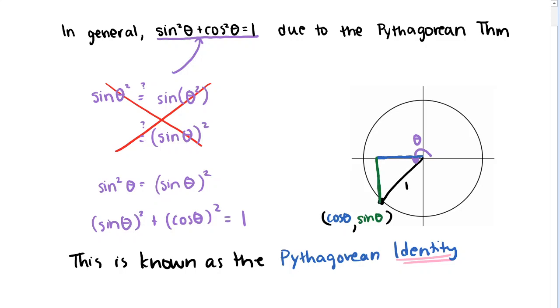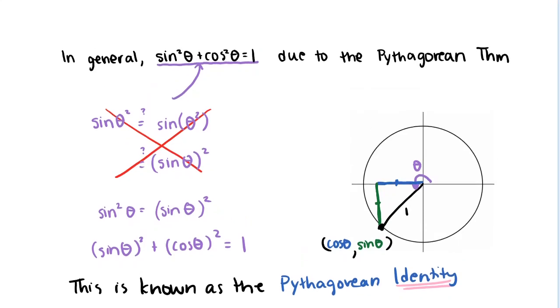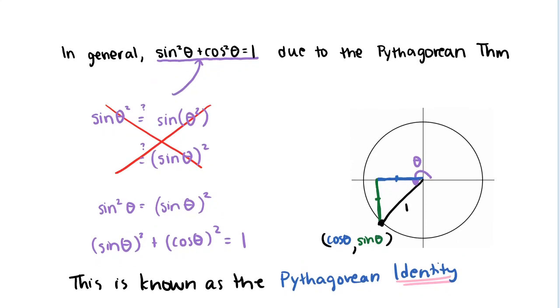Plus or minus. And so the Pythagorean theorem tells us that this side length squared plus this side length squared is equal to the square of its hypotenuse, 1. And that's exactly our identity here, right? So the square of the y-coordinate, plus the square of the x-coordinate, is equal to the square of the hypotenuse, 1. So that's why we call it the Pythagorean identity.